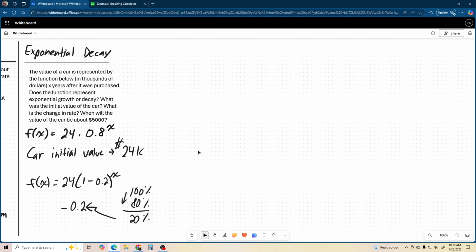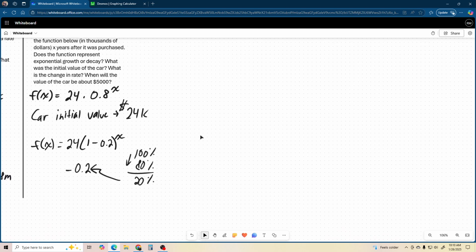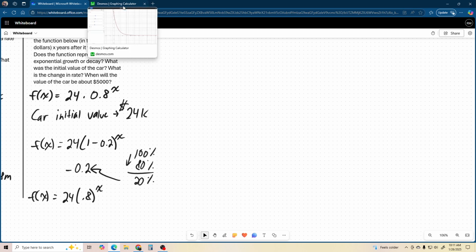All right. When will the value of the car be about $5,000? Now, you guys don't know. I mean, I could just show you this, right? So we have f of x equals 24 times 0.8 to the x, right? In this case, the x is t. It's the same concept, but you guys don't 100% know how to solve for this yet, right? So that's fine. We're going to be talking about logarithms later in this unit, but what we can do is just look at the graph, right?